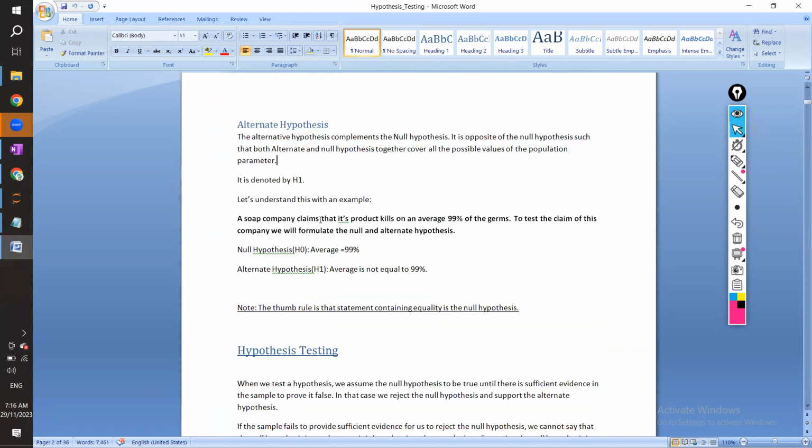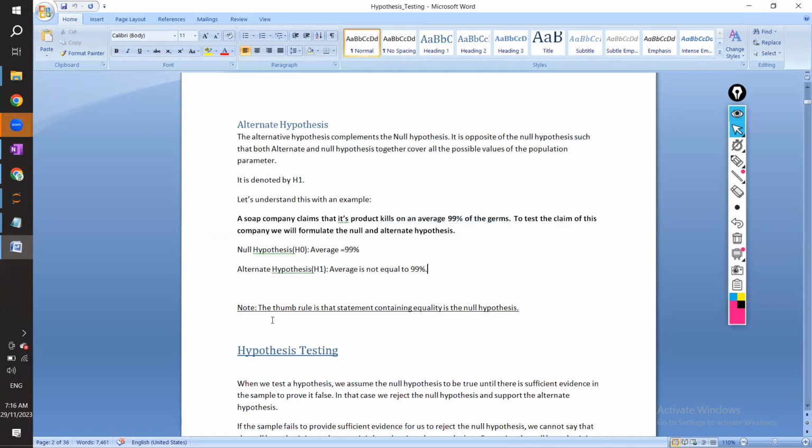As a soap company, if a soap company claims that its product kills on an average 99% of the germs, Dettol will say it kills 99% of the germs. To test the claim of this company, we will formulate the null hypothesis like this. Null will say average is 99. Alternate is saying average is not equal to 99.